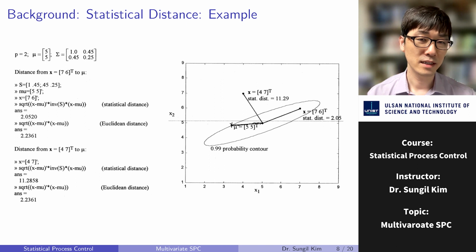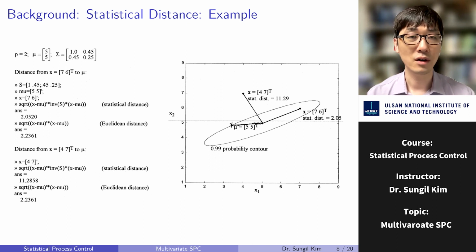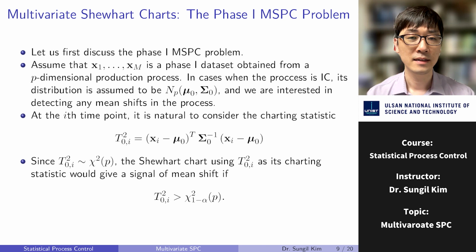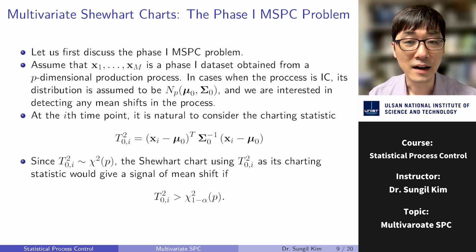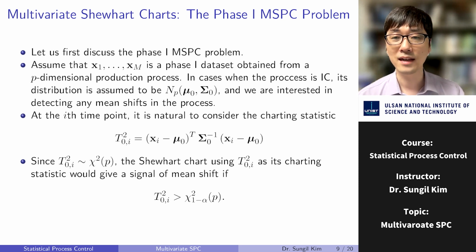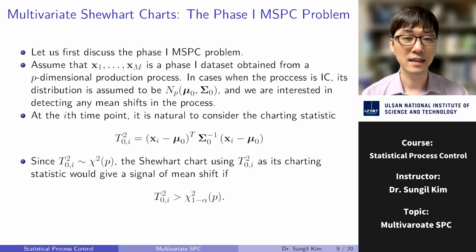So 7, 6 to 5, 5 is shorter because the likelihood of obtaining 7, 6 as an observation from the distribution is larger. In other words, 4, 7 has a higher probability to be abnormal. Based on this concept of the statistical distance, we can construct the charting statistic of a multivariate Shewhart control chart.